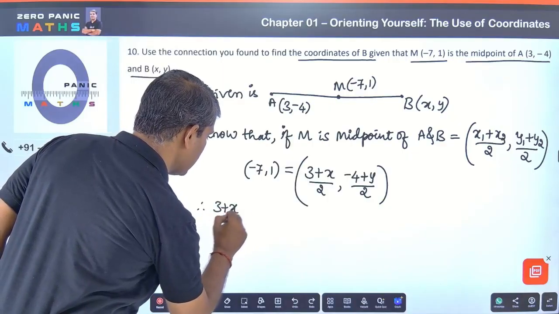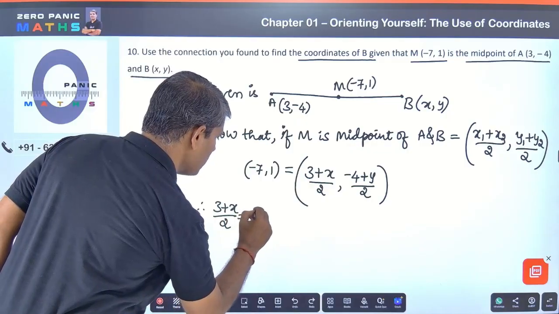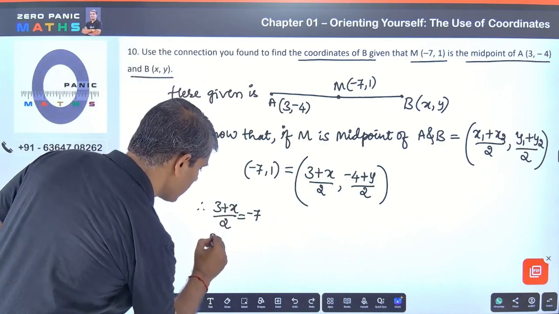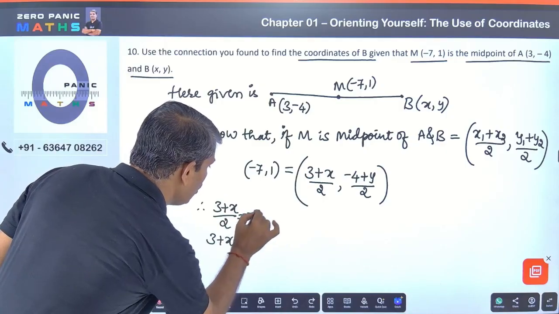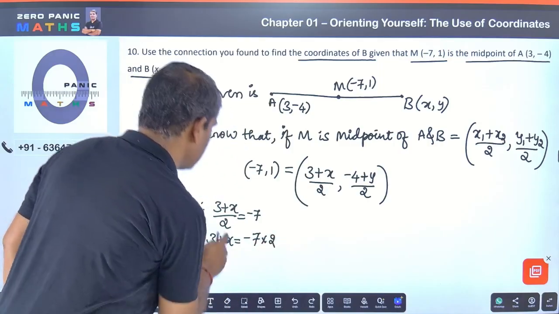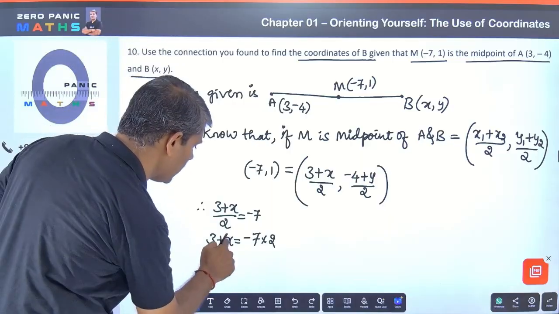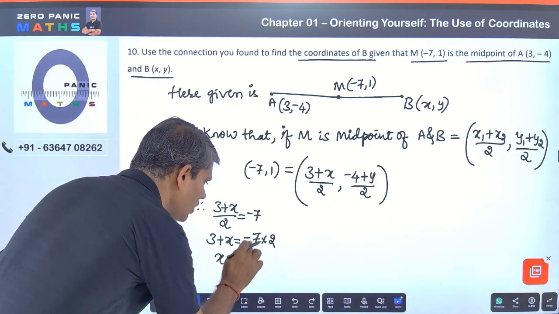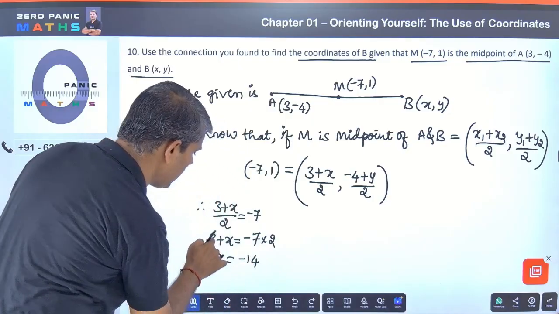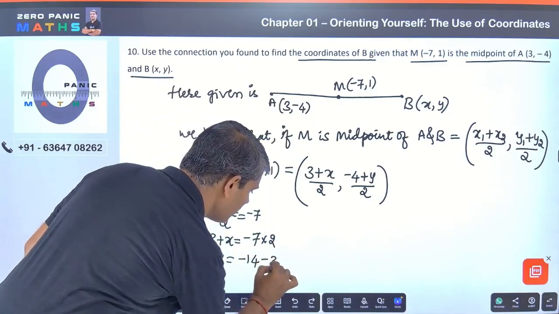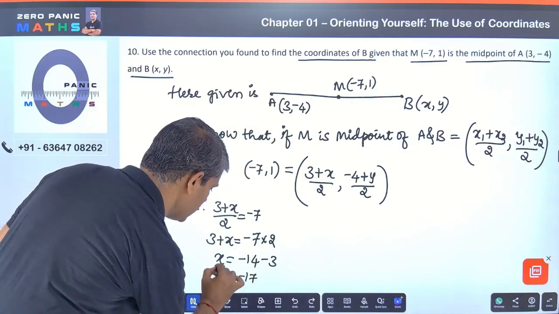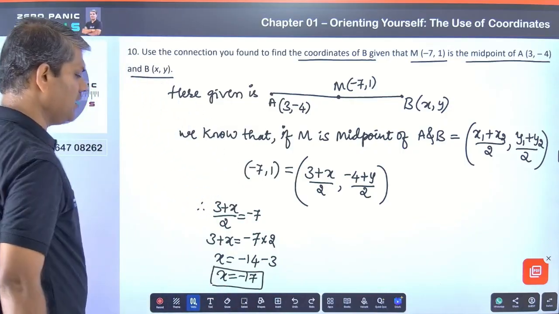3 plus x divided by 2 is equal to minus 7. And I can say 3 plus x, take 2 to that side, it will make it minus 7 into 2. So the division will become multiplication over there. Therefore x is equal to minus 14 minus 3. Take plus 3 to that side, it will make it minus 3. So what is x? x is equal to minus 17. Minus 17 is one value.